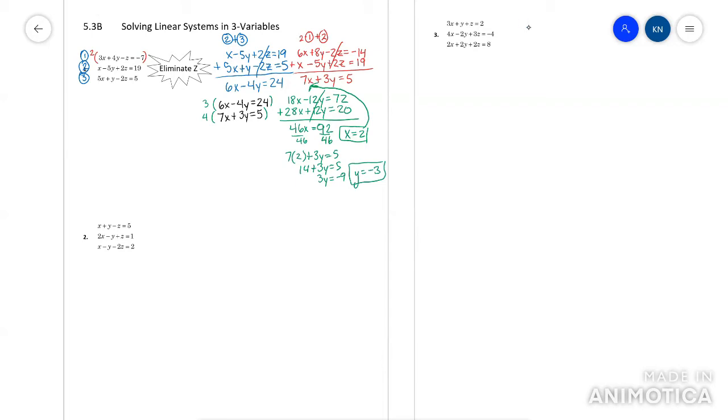So once I know what x is and what y is, then I go back to my original equations. It doesn't matter which one you choose. I'm just going to choose this last one. Now I know what z is. So when you write your answer, it's an x, y, z coordinate. So it'd be 2, -3, 1, x, y, z.